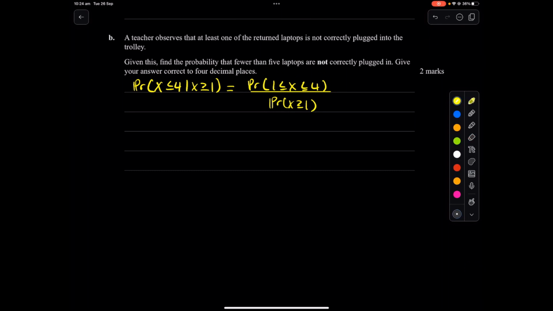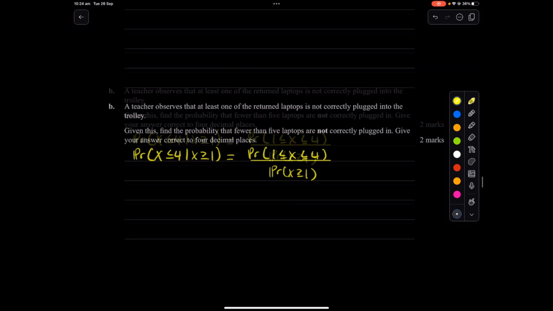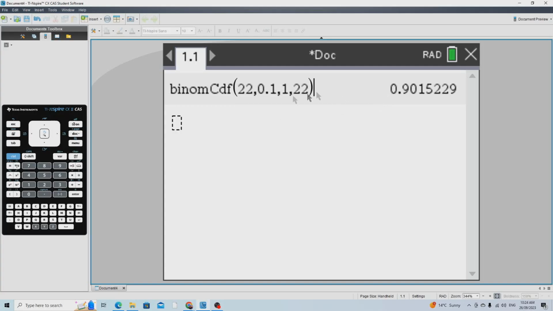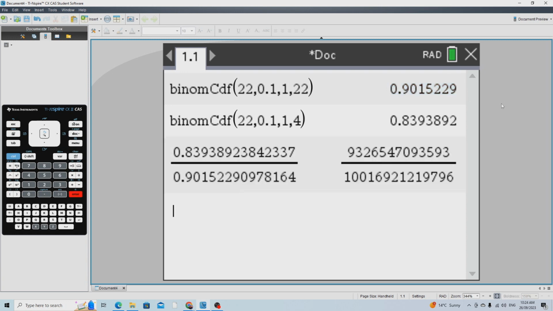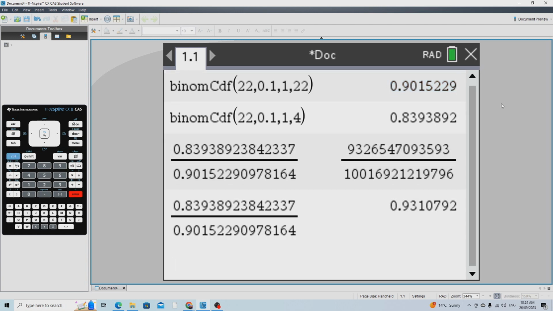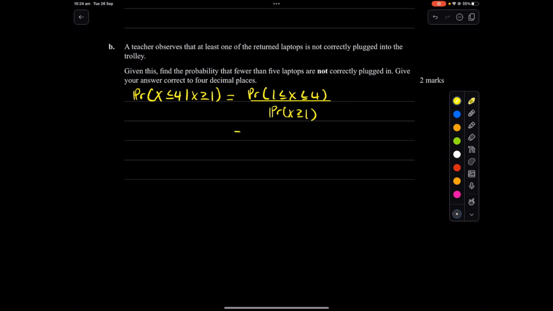So now let's use our calculator. What do we know? Luckily this statement is the probability that X is greater than or equal to 1. So we take this and say our lower bound is still 1, but our upper bound is 4. So we get this. Then what we want is this statement divided by this over here. And we get this. That's your actual probability. To four decimal places, that's 0.9312.